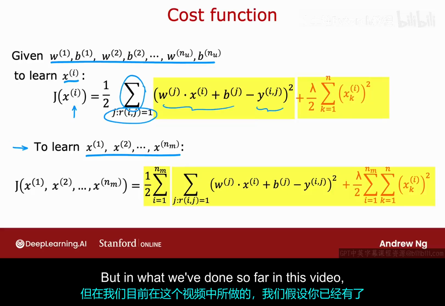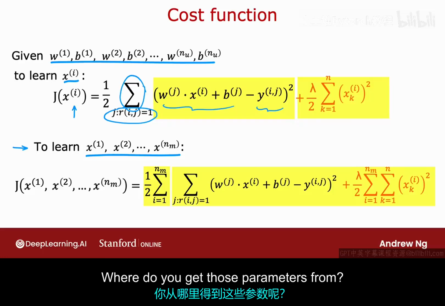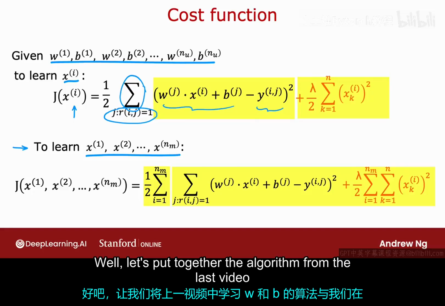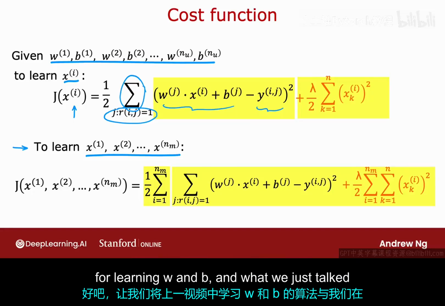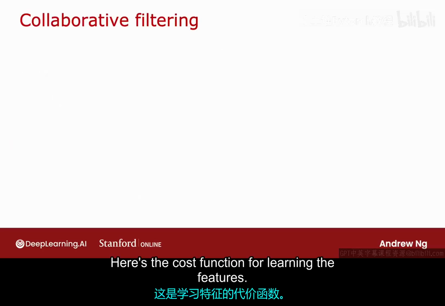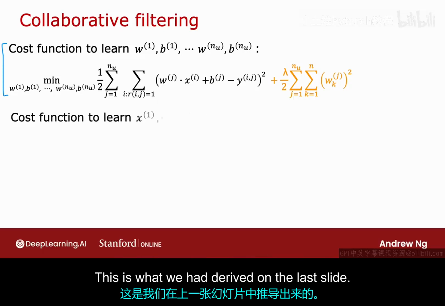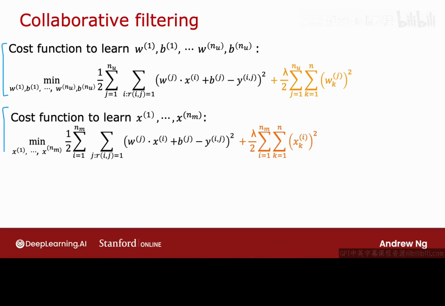But in what we've done so far in this video, we assume you had those parameters W and B for the different users. Where do you get those parameters from? Well, let's put together the algorithm from the last video for learning W and B and what we just talked about in this video for learning x, and that will give us our collaborative filtering algorithm. Here's the cost function for learning the features. This is what we had derived on the last slide.